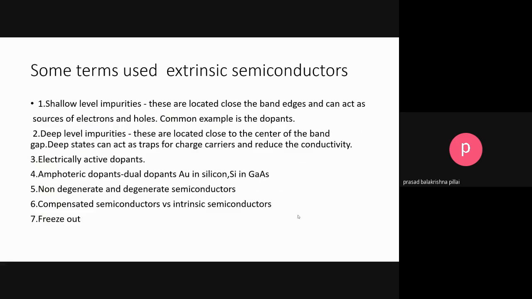We will see some other additional terms which are used in the case of extrinsic semiconductors. I want to make you familiar with these terminologies. One is the shallow level impurities. Have you heard of this, shallow level impurities? Yes, sir, like gold or silver. Pardon? Sir, like gold or silver. Shallow.